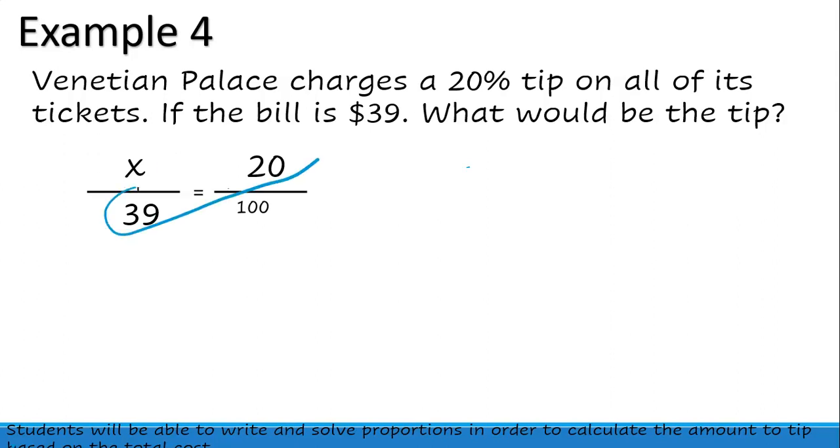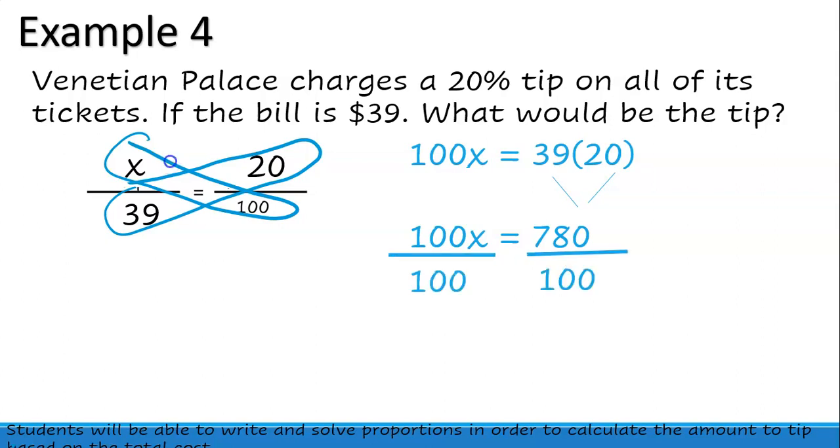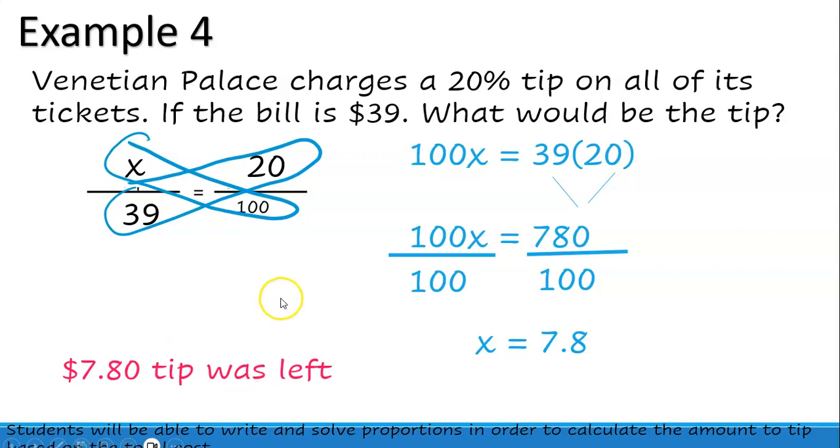And we cross multiply. So we have 39 times 20 equals 100 times X. And we use our Cameron strategy, 39 times 20. Okay, so we have 100X equals 780. Divide by 100, and X is $7.80. So when we did the math over here, it was just 7.8, but when we answer the question, it's in dollars and cents, so it'd be $7.80. So you want to make sure you answer the question that's being asked in terms of dollars and cents.